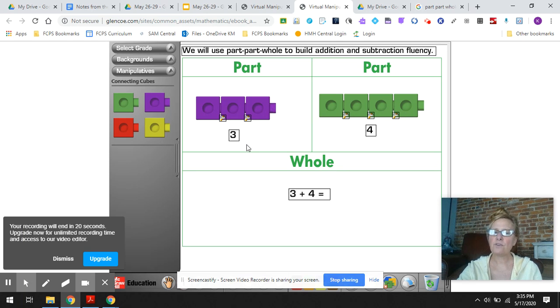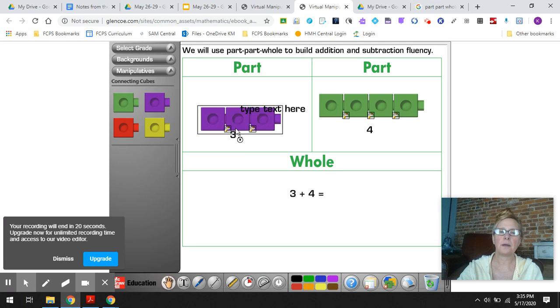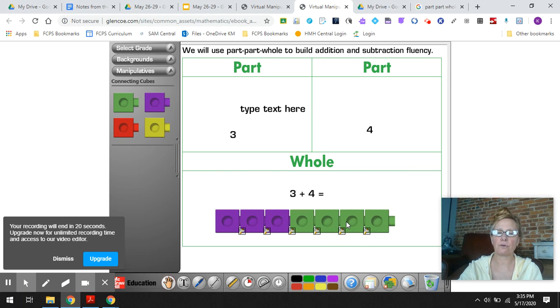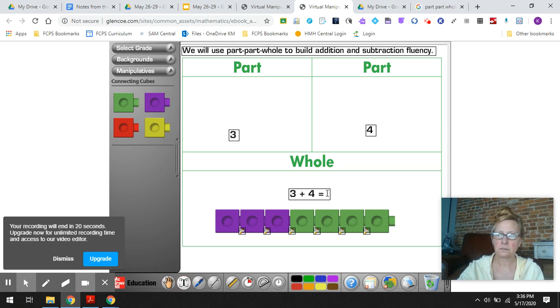Remember what I said? If you have the amount of each part, you have to add them together to get the whole. I can even slide down my model to show that I'm putting them together or adding them. Here I've put the 3 and the 4 together, and now I have a total or a whole amount of 7, because 7 makes the total or the whole.